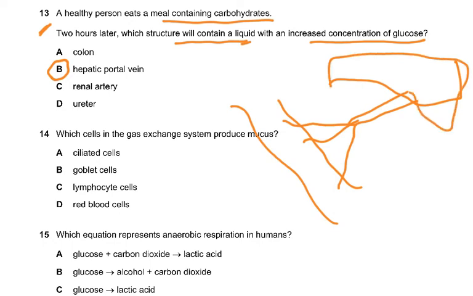So hepatic portal vein, and because it contains a liquid, colon does not contain a liquid. Renal artery, yes, contains a liquid. Ureter also contains a liquid, but it would be the hepatic portal vein which is carrying blood from the intestine to the liver.